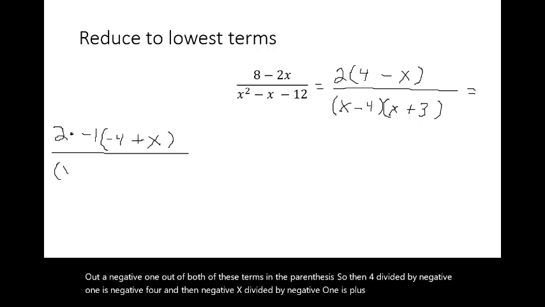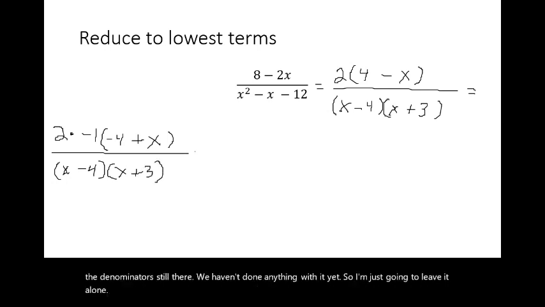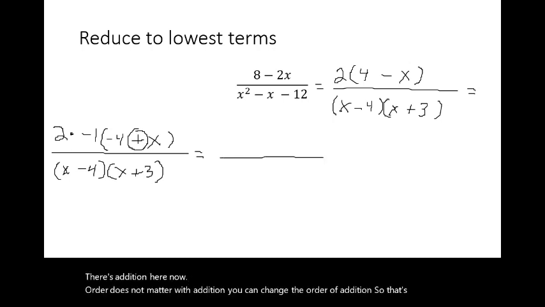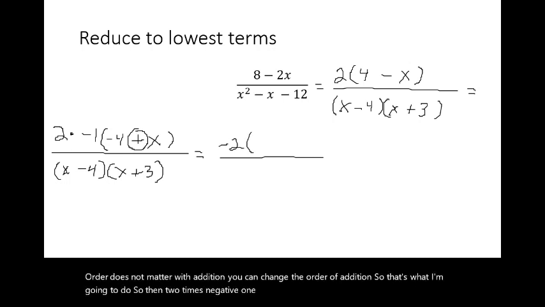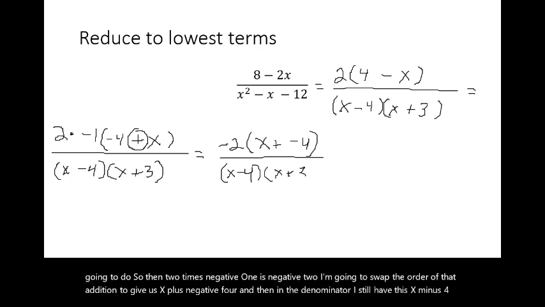Now don't forget that the denominator is still there. We haven't done anything with it yet, so I'm just going to leave it alone. Now that doesn't look like it did much. However, there's addition here now. Order does not matter with addition, and you can change the order of addition. So that's what I'm going to do. So then 2 times negative 1 is negative 2. I'm going to swap the order of that addition to give us x plus negative 4. And then in the denominator, I still have this x minus 4 times x plus 3.